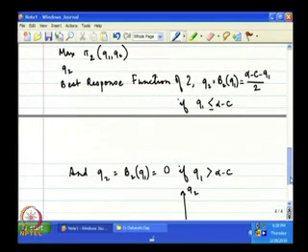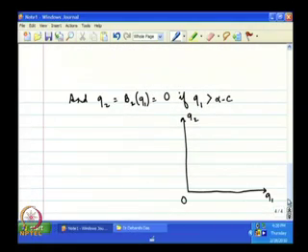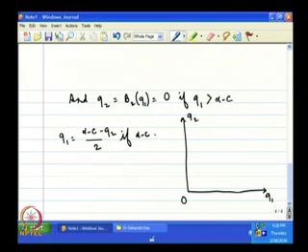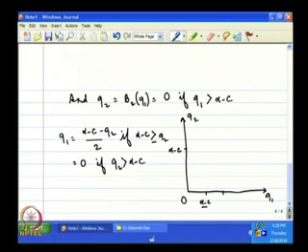And we want to draw the best response function of firm 1, suppose. Now, firm 1's best response function is given by q1 equal to (alpha minus c minus q2) divided by 2 if q2 is less than alpha minus c, and is equal to 0 if q2 is greater than alpha minus c. So, let us suppose this is alpha minus c and this is also alpha minus c, and this is suppose alpha minus c divided by 2.